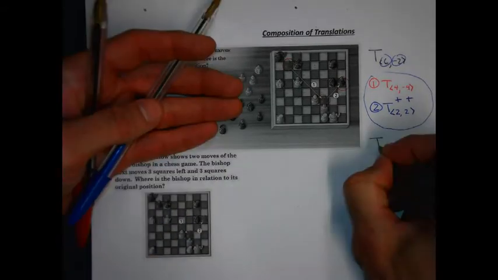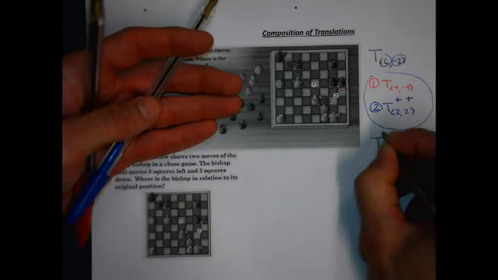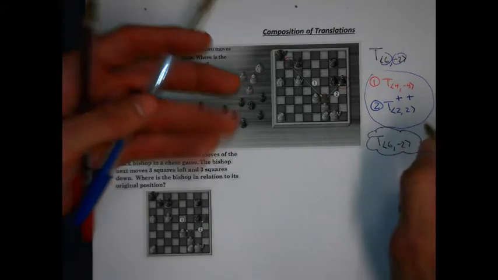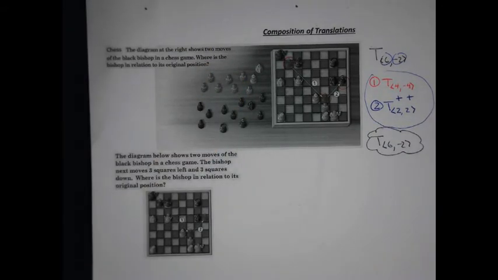So if you just trace your moves, you're going to get to the final translation anyway. And so there's your rule, right? So where is it in relation to the original position? 6 to the right, 2 down. So that's how it works here. And it's the same thing here.